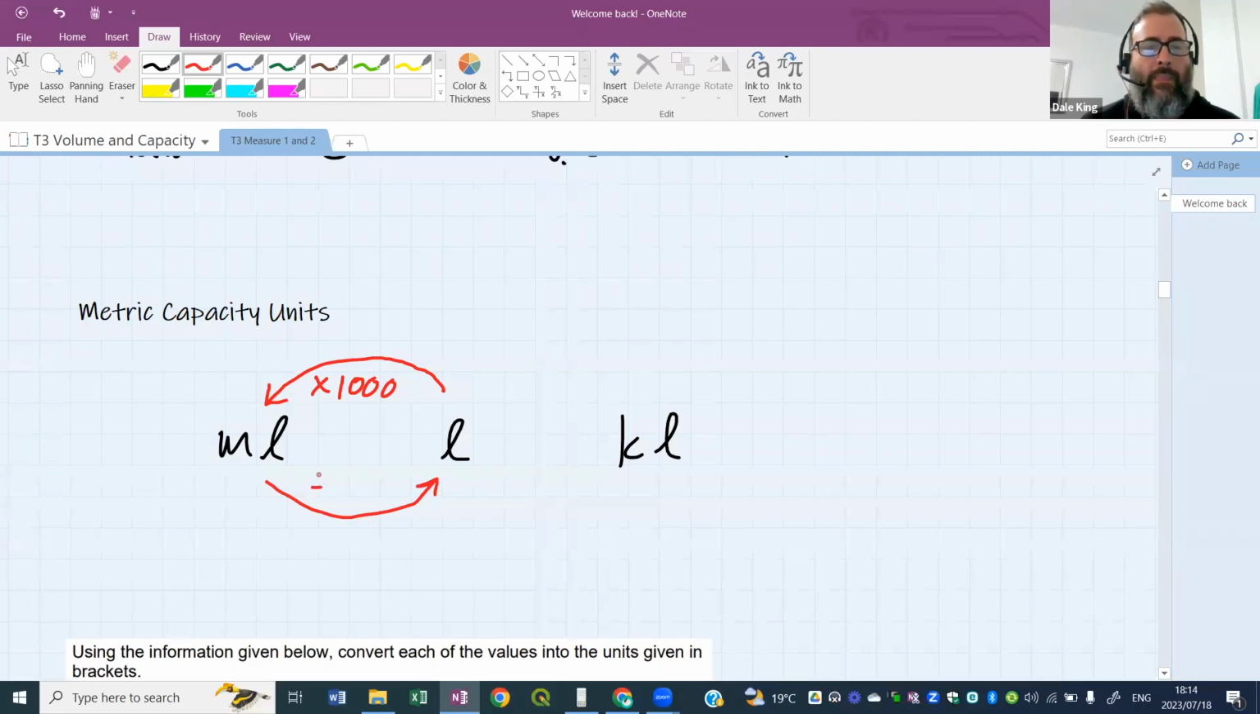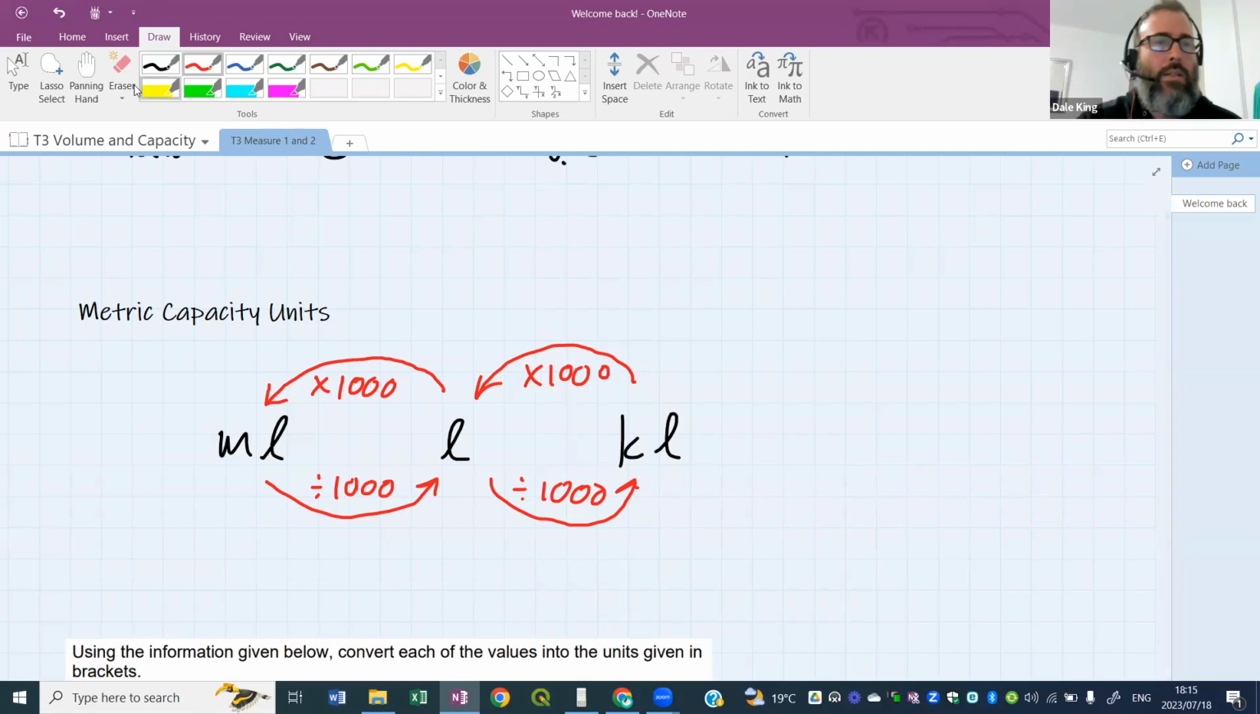Divided by 1,000. Very good. And from liters to kiloliters? Divided by 1,000. Good. And then you know what the last one's going to be, from kiloliters back to liters. Yes, multiplied by 1,000. Very good. Ben is the man. Thank you, Ben. Appreciate it.